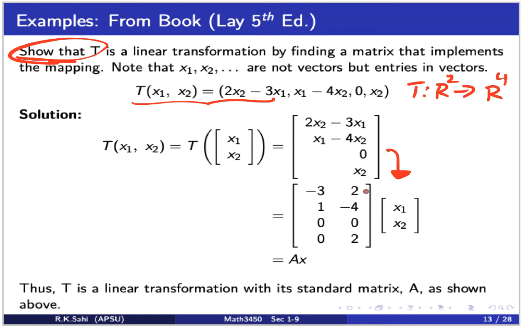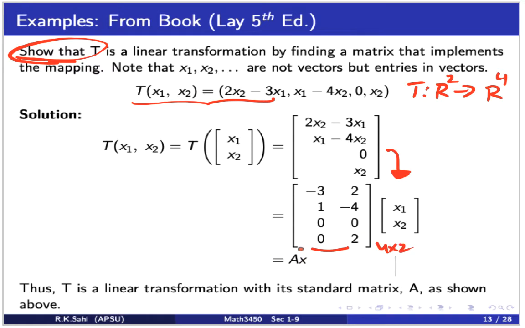So here x2 comes here. You've got to be very careful how it is written. Everything else writes x1 first. This one's x1, so I'm having x1 to be first. I have to be very careful of how I write. This is -3 and then 2, 1, -4, 0 and 0 and 2. You've got to be very careful of how you write this one. And this is a 4×2 matrix, and that's the standard matrix A.